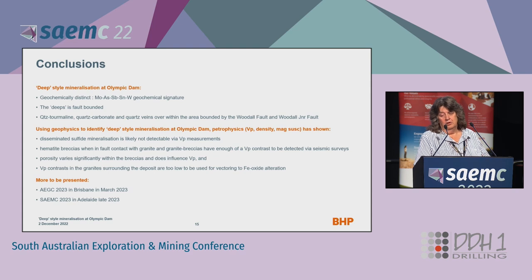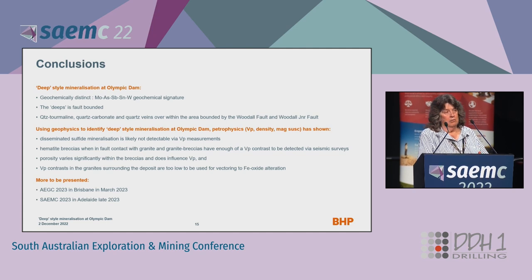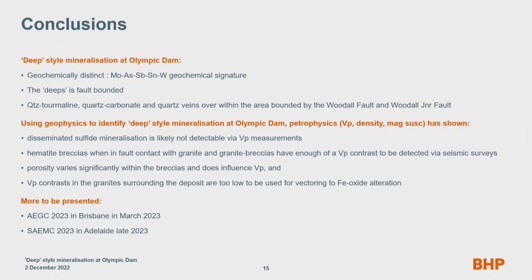So, in conclusion, the deep style mineralization at Olympic Dam has a geochemically distinct molybdenum, arsenic, tungsten, antimony signature to it. The deeps are fault bounded, and there is no question about that. There's quartz-tourmaline, quartz-carbonate, and quartz veins over the area bounded by what we call the Woodall and Woodall Junior faults. And that fault offset again is this 2.5 to 3 kilometers.